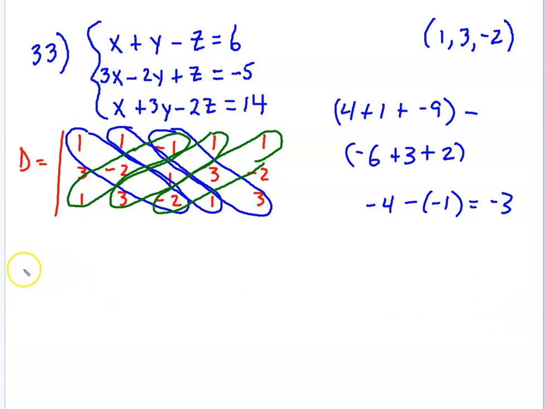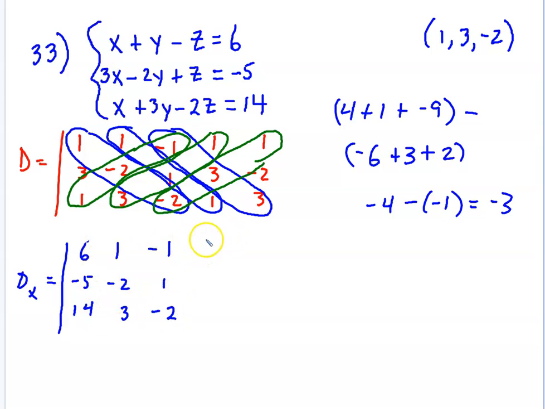All right, now you're going to do the d sub x. So this time you're letting the constants replace the x coefficients, and the others are not changing. And once again, you just repeat these first 2 columns.